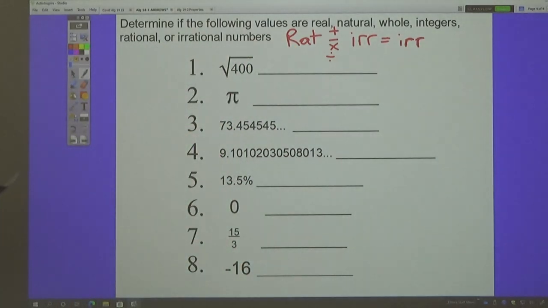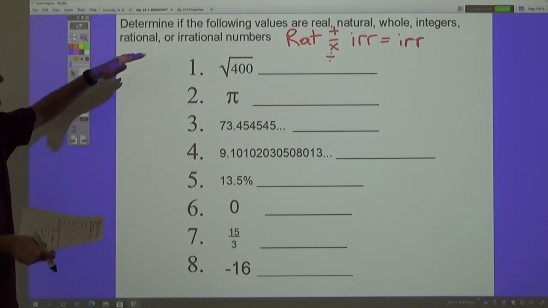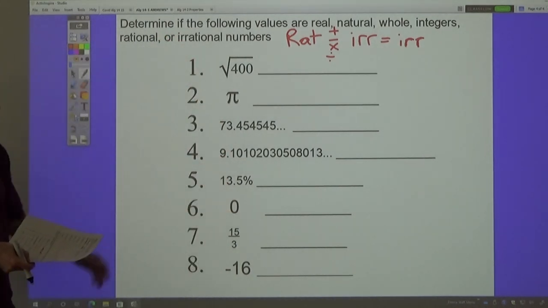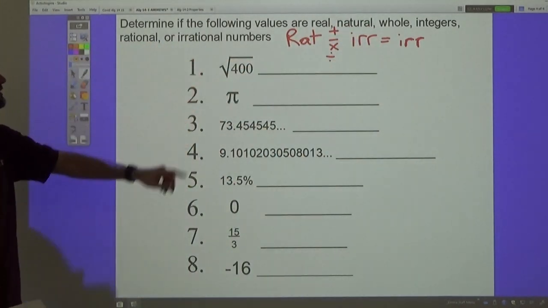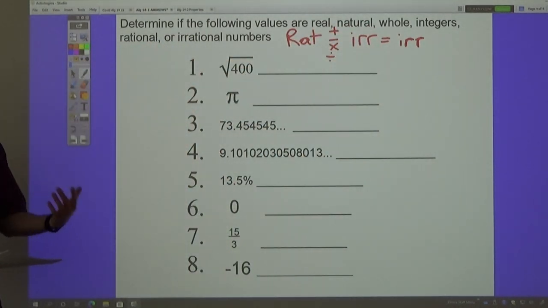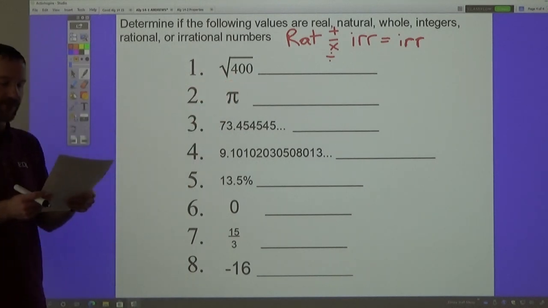So one of the things that you're going to have to do on your class kick assignment is you're going to be given a list of numbers. You have to tell me, are they real, natural, whole, integers, rational, or irrational? Remember, they can be more than one, all right? And you have to list them all if they're more than one. So the square root of 400.